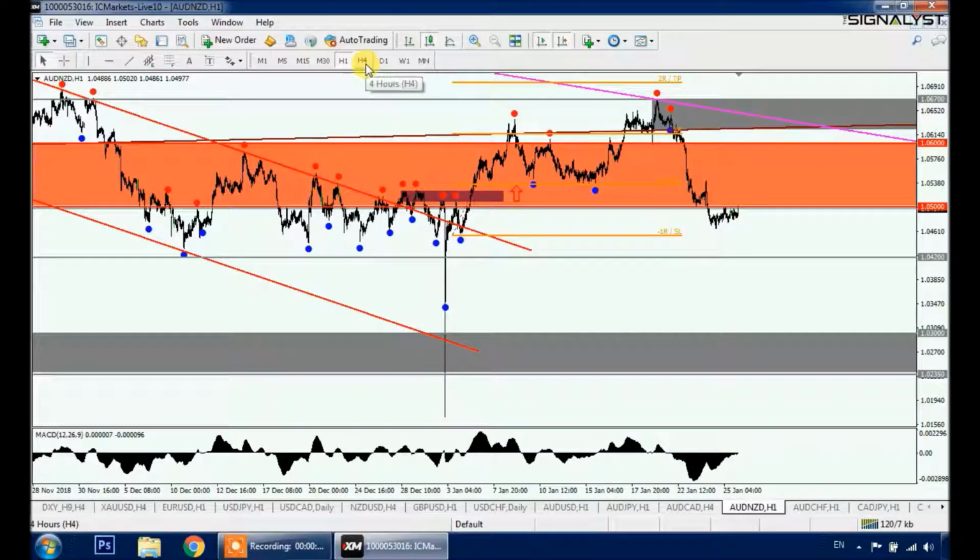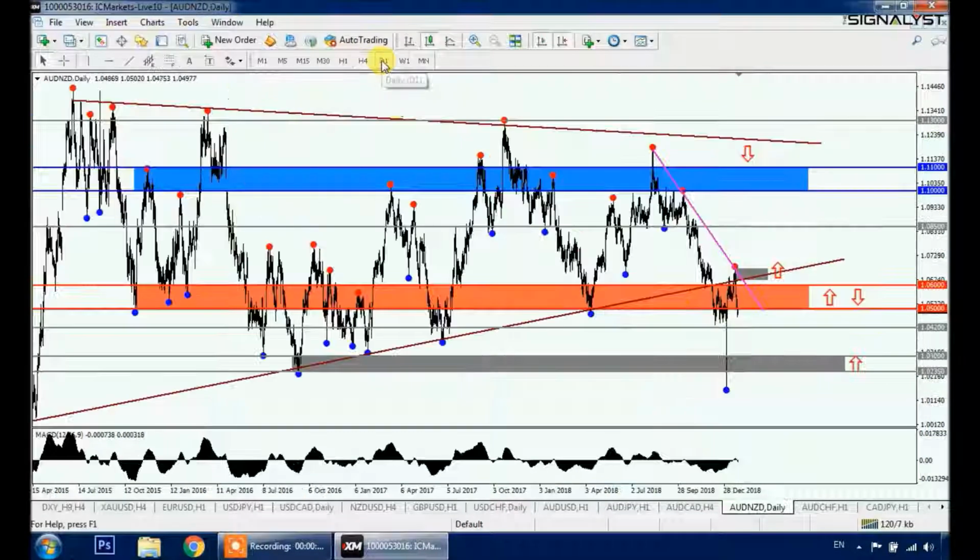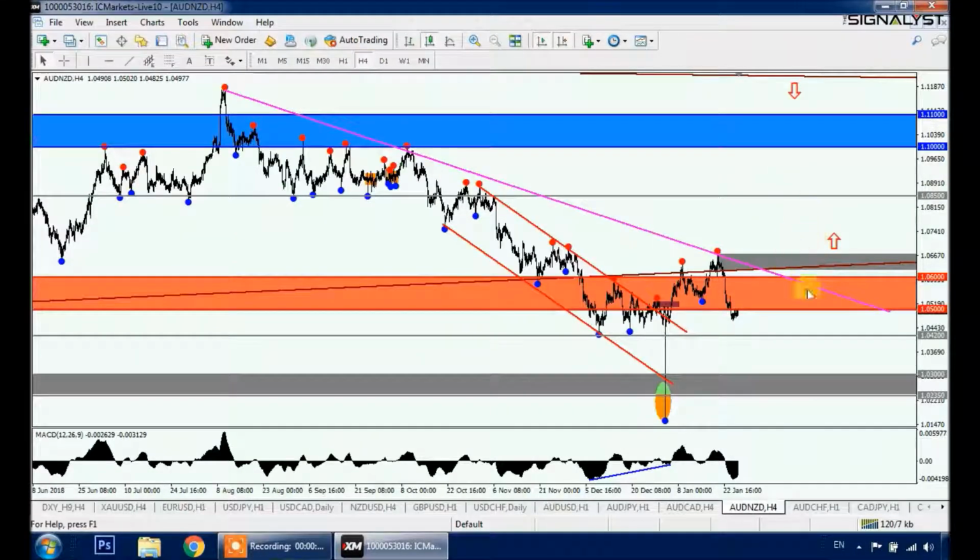So for now, I'm waiting for this setup on H4 and daily, a candle close above this last swing standing of this objective trend line, which also would be a candle close above our red zone, purple trend line, and brown trend line.